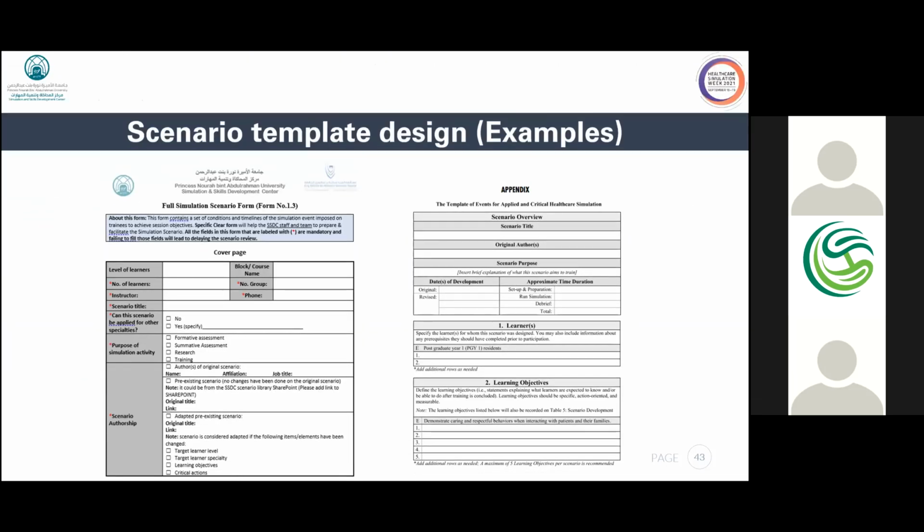So if, for example, one of the requesters wants to conduct a simulation, a full simulation or a scenario in our center, we have a form they can fill, and we can assist them in the development of it. If you don't have a form, the literature is filled with a lot of templates. This is an example of them, which is the template of events for applied and critical healthcare simulation.